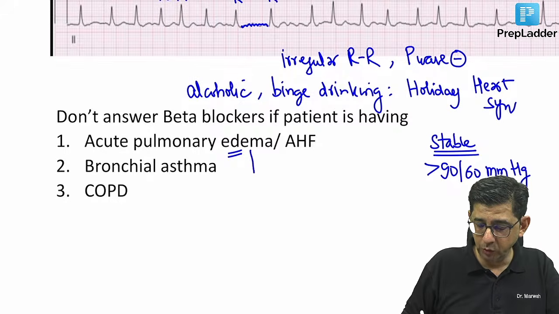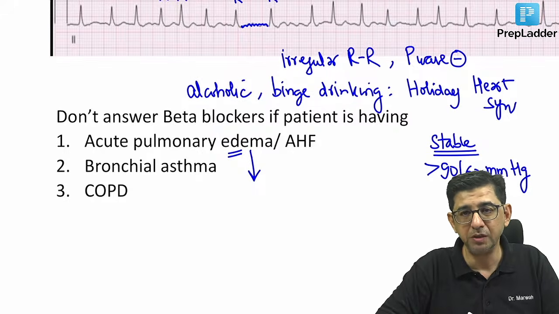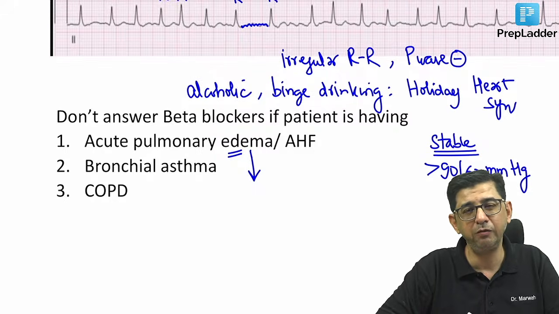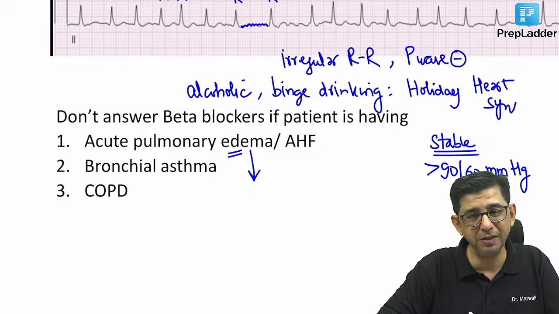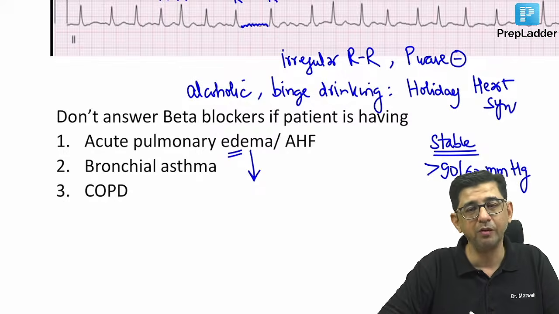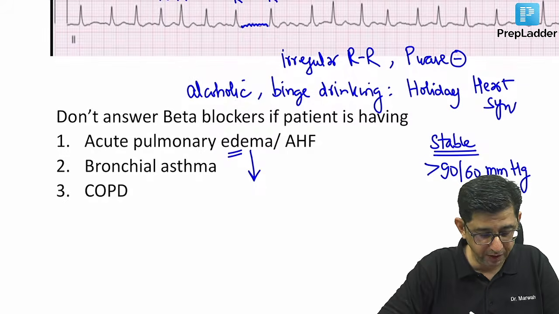So for those of you who are sitting for both FMG and NEET PG exam, please comment in the chat box. I would like everybody to comment. Would you be giving digoxin? Will you give verapamil? Will you give diltiazem? Let's select three options: digoxin, verapamil, and diltiazem, in a patient of atrial fibrillation with congestive heart failure.